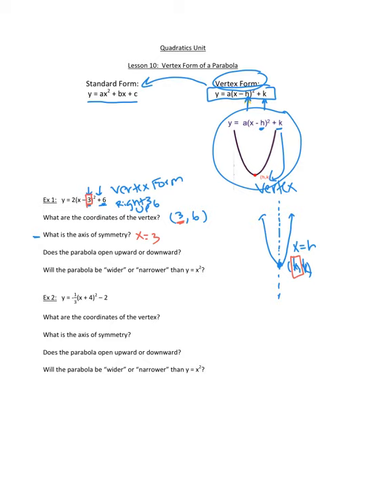And then, does the parabola open upward or downward? Well, to know that, you go to the a value. The a value is here, right? Remember, we talked about this yesterday. If it's positive, it opens up. If it's negative, it opens down. So it's positive, so it opens up.